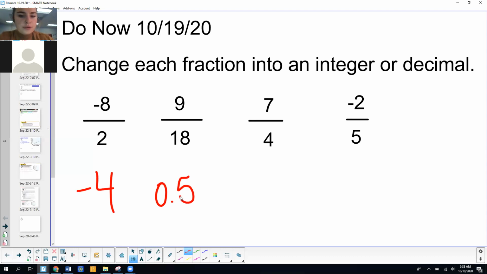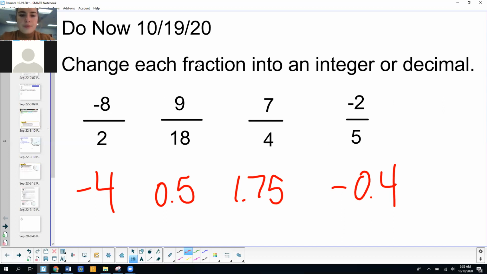7 divided by 4, or 7/4. If we put that into our calculator as 7 divided by 4, we get 1.75. And finally, -2 divided by 5. If we put that in our calculator, -2 divided by 5, that's going to get us -0.4.